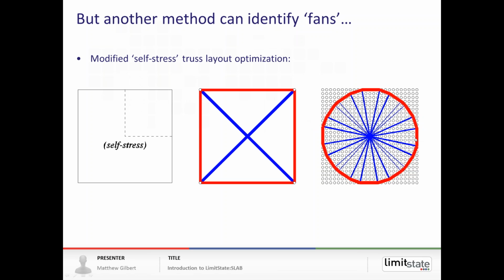And what we can actually see is that with a modified truss optimization, where instead of applying external loads and using supports, we use the self-stress truss optimization formulation, we can end up with full fan type mechanisms or fan type arrangements if we have enough nodes.